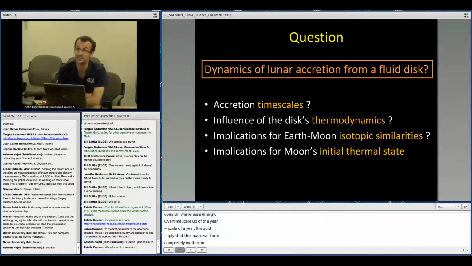So what we propose here is to study the dynamics of the accretion of the moon from a disk that would be here a fluid to represent the disk inside the Roche limit. What will be the accretion timescale and the influence of the disk thermodynamics? And can we find implications regarding the Earth-Moon isotopic similarities and the Moon's initial thermal state?